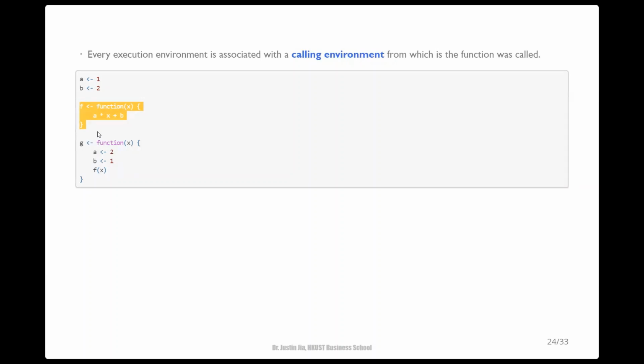Remember, what we are discussing is how does R determine values for free variables A and B? And we have two sets of A and B defined in F's enclosing environment and calling environment, respectively. So a more specific question is, if no name binding is found in its execution environment, whether function F will find them in its enclosing environment or in its calling environment. And how are these different types of environments related to R scoping rules?